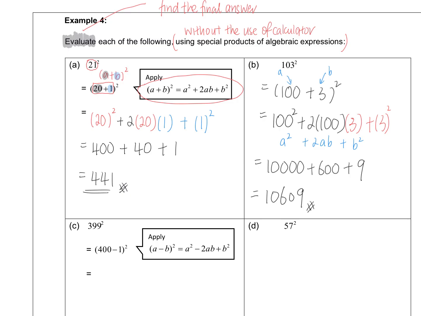Okay, then some of you say, can I use 300 plus 99? It's not as easy to calculate as compared to 400 minus 1. If I expand this one, it's not as easy as 400 minus 1. So, a better option would be to choose 400 minus 1.